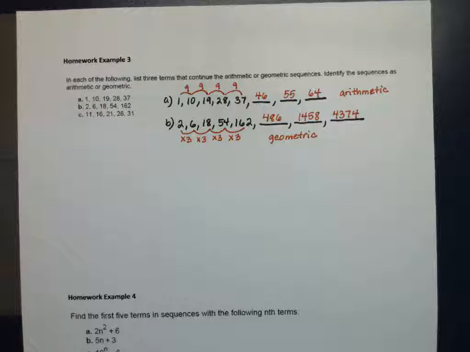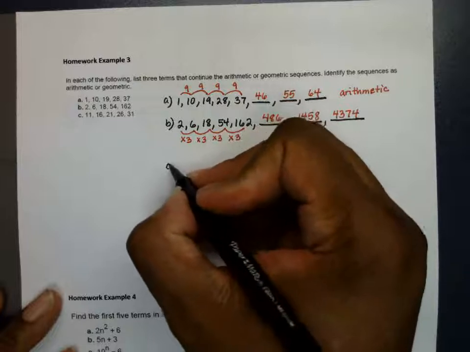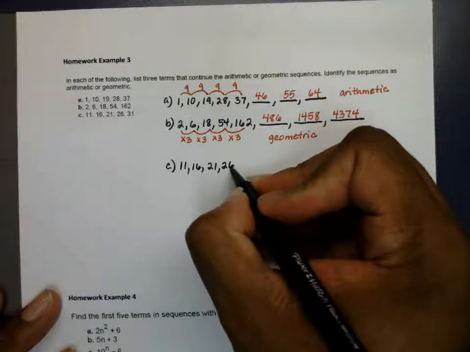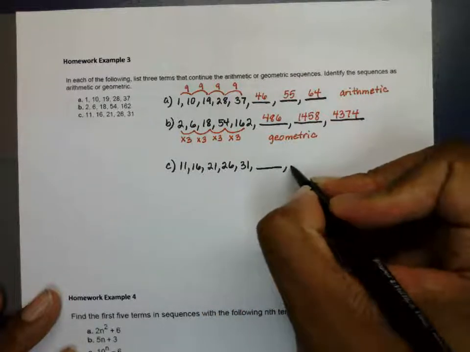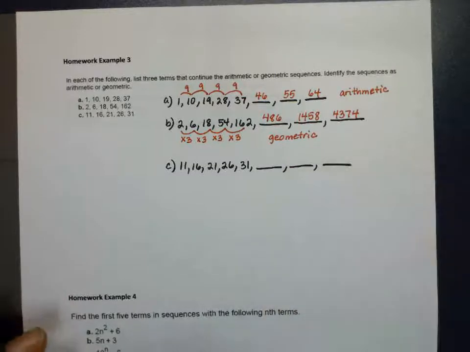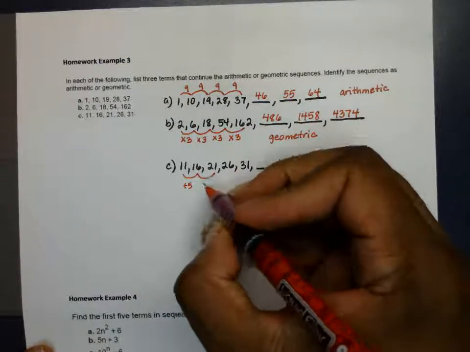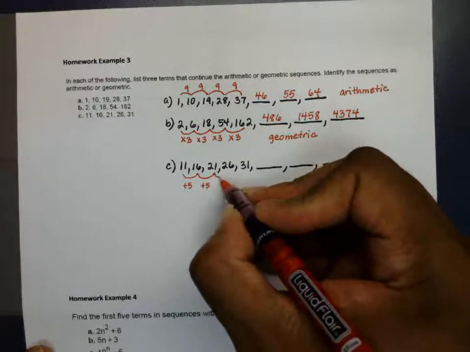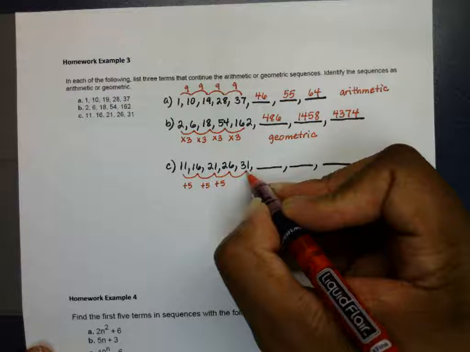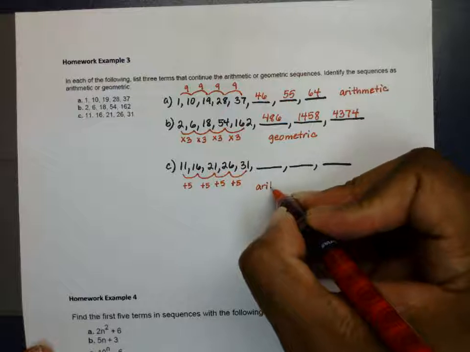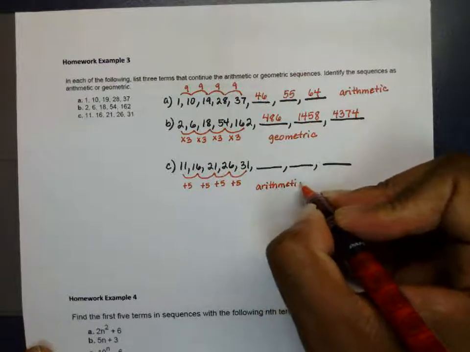And part C is 11, 16, 21, 26, 31. And we want the next three terms that follow. Well, from 11 to 16, I'm adding 5. From 16 to 21, I'm adding 5. 21 to 26, I'm adding 5. 26 to 31, I'm adding 5. So that tells me I have an arithmetic sequence. I'm adding the same number each time.